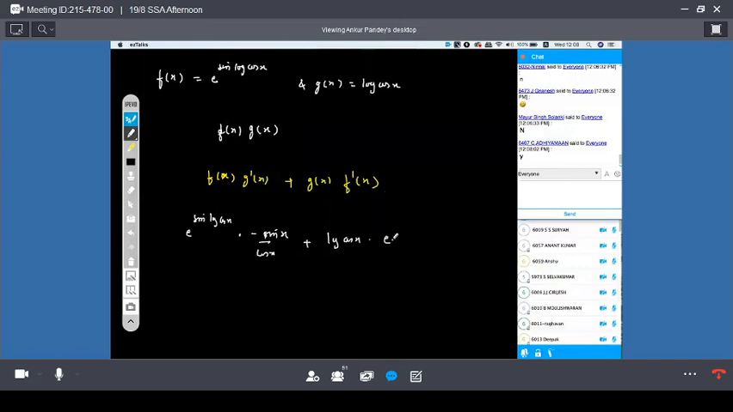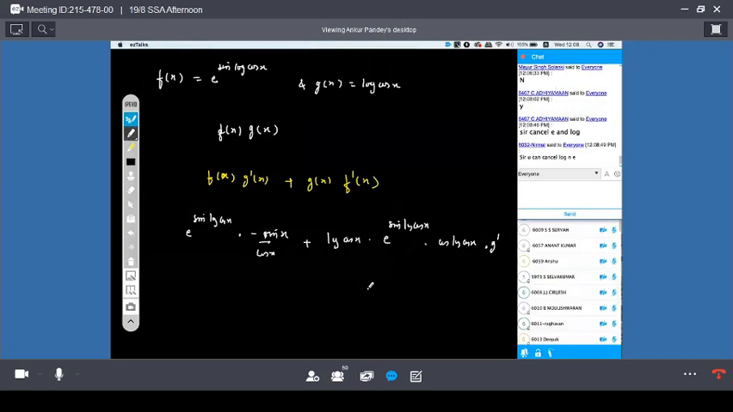Now the differentiation of f of x is a little heavy. E to the power sine of log cos x, into the derivative of sine of log cos x, which is cos of log cos x, into the differentiation of log cos x, which can be written as g dash.